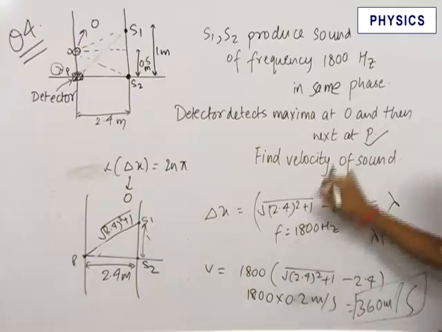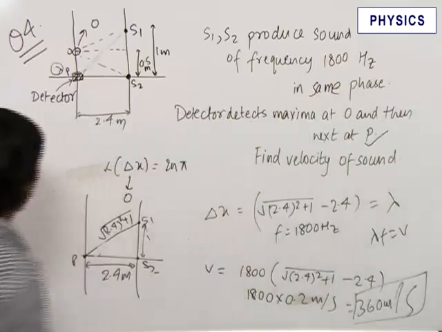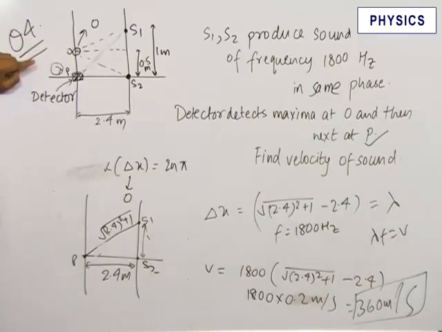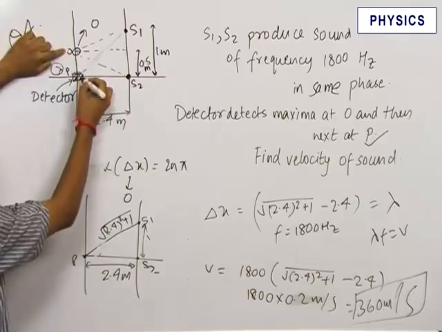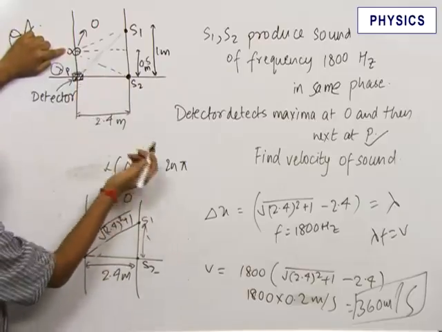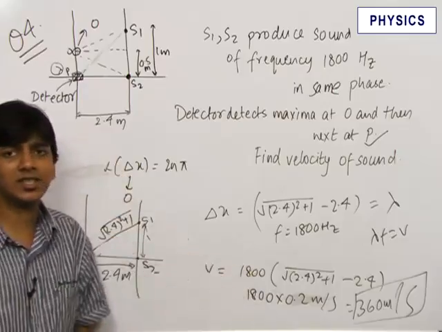So, the final answer for the velocity of sound using the given information comes out to be equal to 360 meters per second. The important thing you should have learned from this question was that when the path difference at this point is 0, as we keep moving down, the next maximum will come at the point where the path difference is lambda. So, we get our final answer as 360 meters per second.